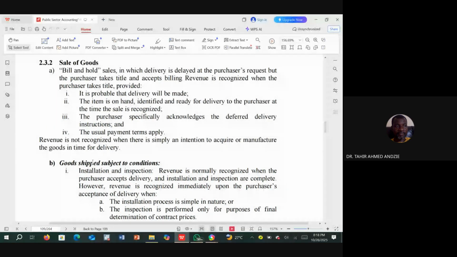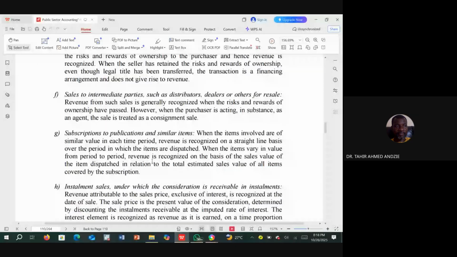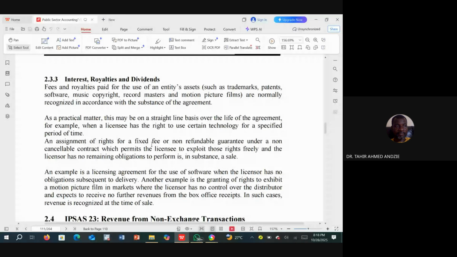So goods shipped has its own conditions too. Please, you have to read them. There are plenty; we cannot go through them one by one.